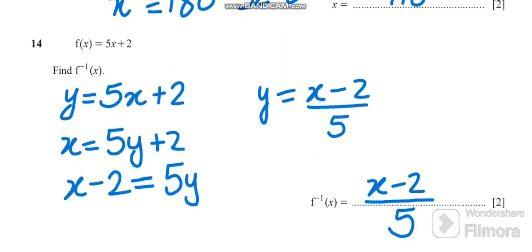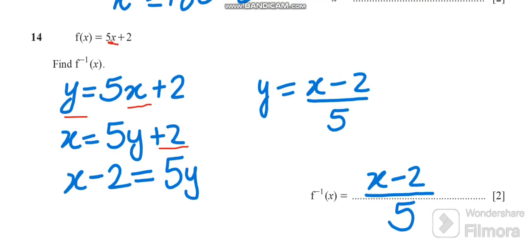Question 14 states f(x) is equal to 5x plus 2. Find f to the power of minus 1 of x. So we have to inverse, meaning that the value of x and value of y will be switched. So we will write x is equal to 5y plus 2. Then we will move plus 2 to the left side, and it will be x minus 2 is equal to 5y. Then y is equal to x minus 2 divided by 5, and this is the equation. f inverse of x is equal to x minus 2 divided by 5.